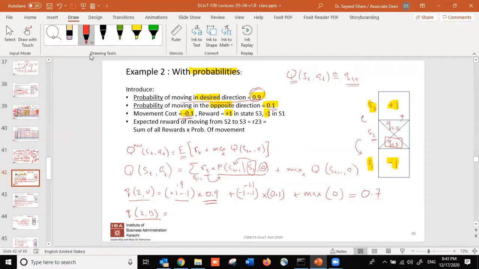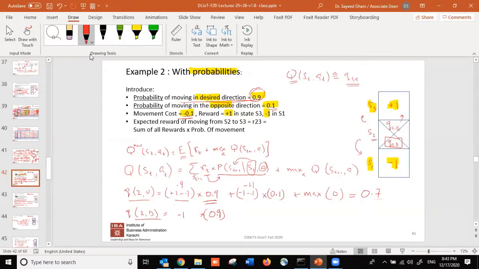-1, minus 0.1, into 0.9. So we're talking about, let's say you're going downwards, right? So there's a 90% chance that you'll go in the desired direction, right? And the reward in the desired direction is what?